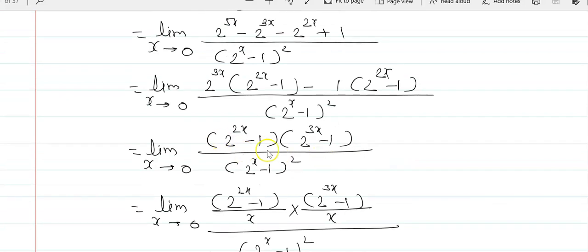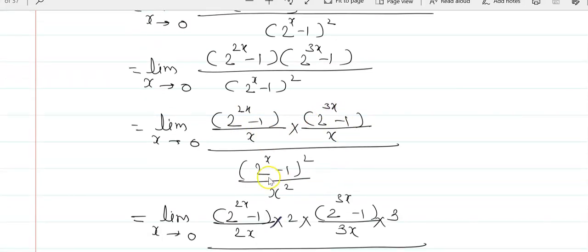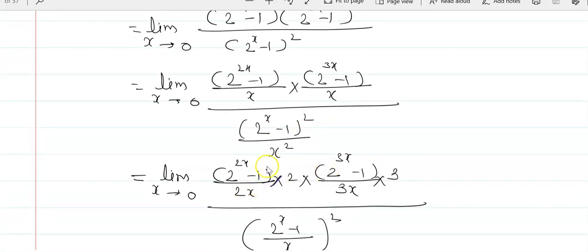That is, here (2 raised to 2x minus 1) in the first bracket, and in the second bracket (2 raised to 3x minus 1). Divide numerator and denominator by x square. Then you will get (2 raised to 2x minus 1) upon x into (2 raised to 3x minus 1) upon x, and in the denominator (2 raised to x minus 1) bracket square upon x square. Now for the limit of this, we will adjust here: (2 raised to 2x minus 1) upon 2x into 2, (2 raised to 3x minus 1) upon 3x into 3, and in the denominator (2 raised to x minus 1) upon x, whole square.